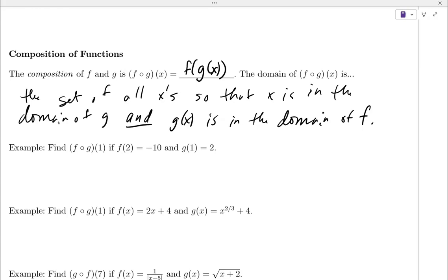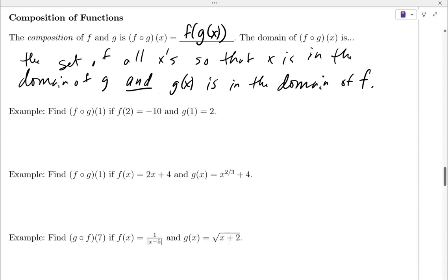Personally, I think this is a little bit more confusing in words than just doing it. So we'll just do some problems here and then talk about how we get the domain and those kinds of things. So again here, in this first example, we're not given explicit functions, but it's still asking us to find what F composed with G of 1 is if I know that F of 2 is negative 10 and G of 1 is equal to 2.